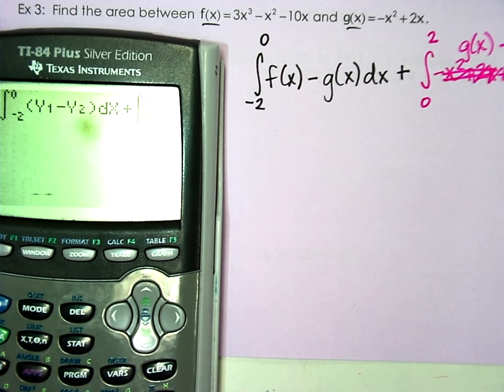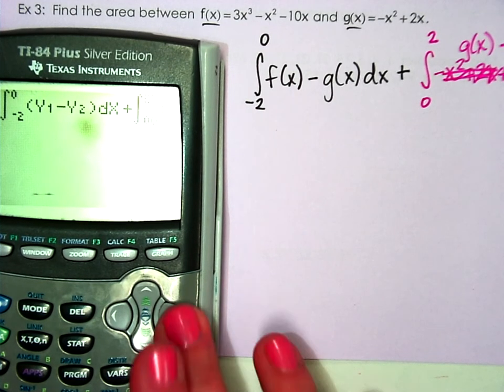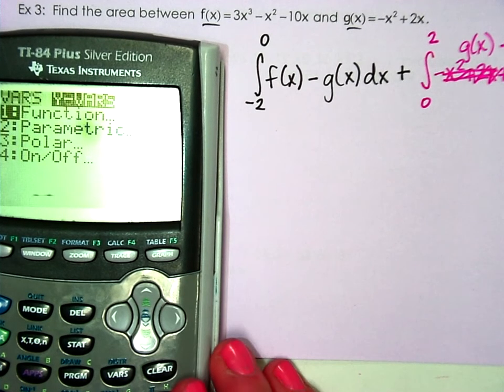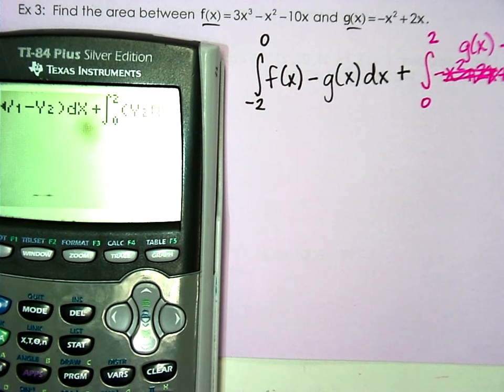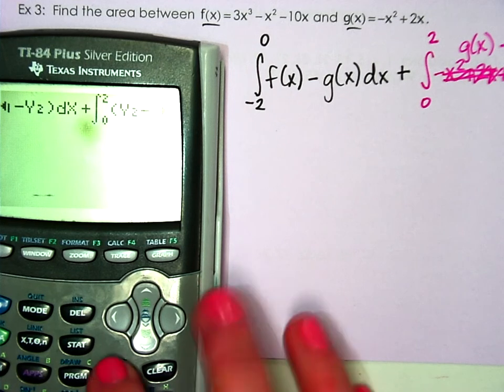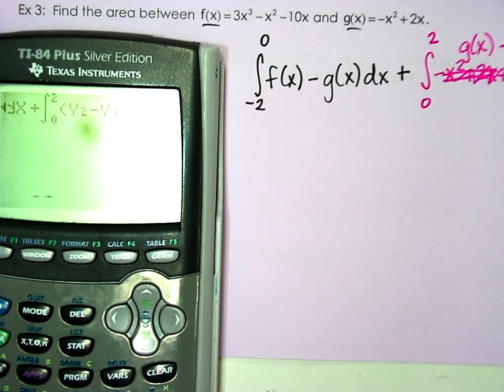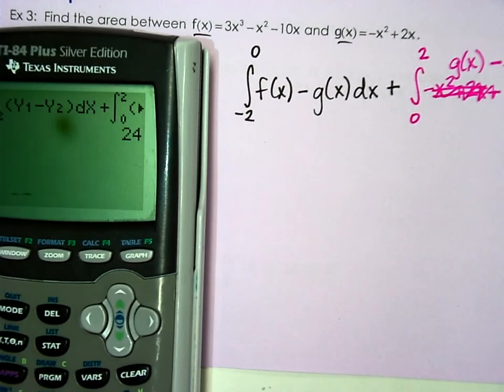So math 9, and now I'm going to do 0 to 2. And now I'm going to reverse it, right, and do vars of y2, because that's now my ceiling, minus vars, choose y1, tack on a dx here, hit my enter key, and boom, you can't see it, but there we go. You should get 24 for that.